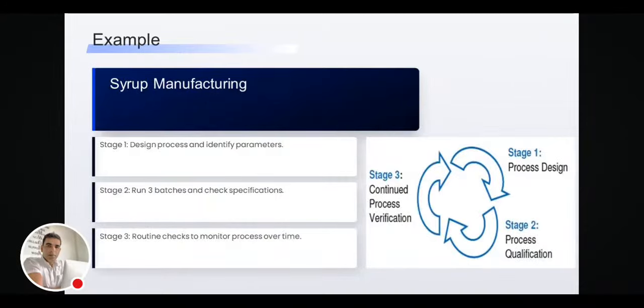Let's take an example of validation of syrup manufacturing. In stage 1, you design a process, such as dissolve sugar, add actives, mix for 30 minutes at 40 degrees Celsius. In stage 2, you run 3 batches, check pH, viscosity, assay, microbial limits, all meet specs. In stage 3, you set up routine checks, 1 batch per month is trended to catch any drifts.